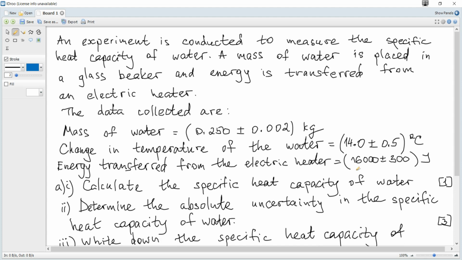An experiment is conducted to measure the specific heat capacity of water. A mass of water is placed in a glass beaker and energy is transferred from an electric heater. The data collected are the mass of water, the change in temperature of the water, and the energy transferred from the electric heater.